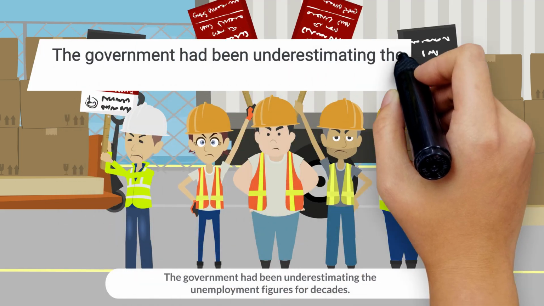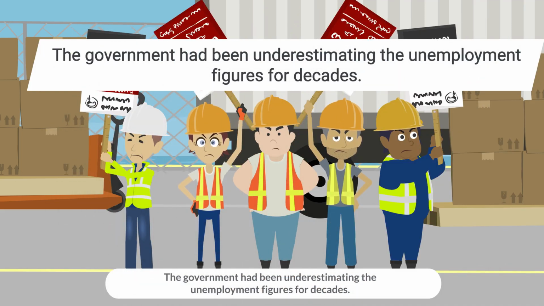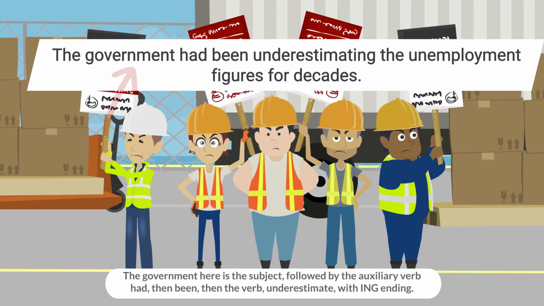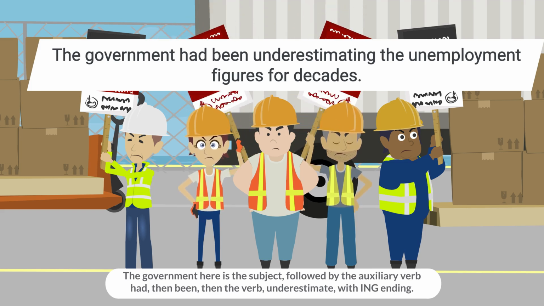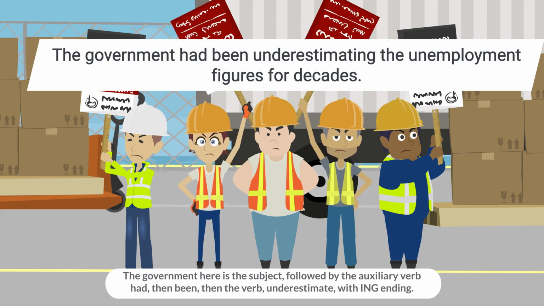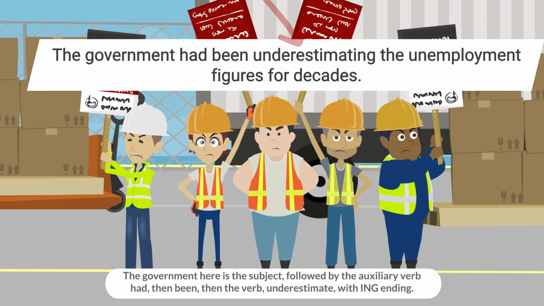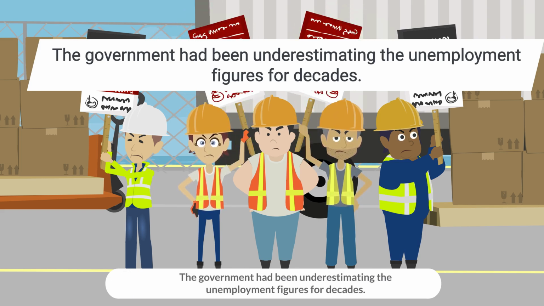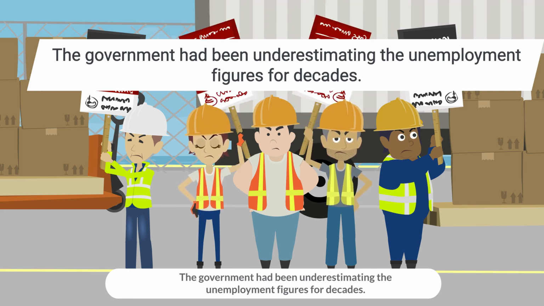The government had been underestimating the unemployment figures for decades. The government here is the subject, followed by the auxiliary verb had, then been, then the verb underestimate with ing ending. The government had been underestimating the unemployment figures for decades.